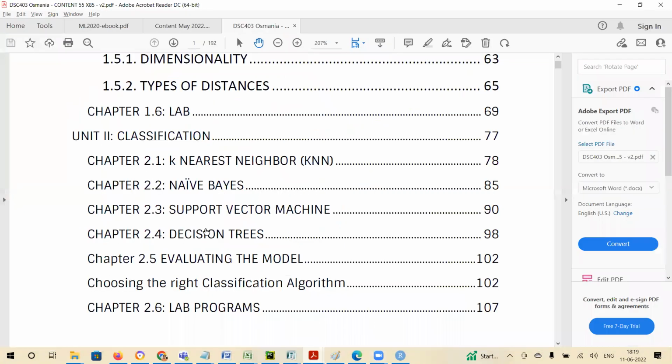Okay. Now, what is K nearest neighbor? What is the objective of K nearest neighbor? Explain. What are you doing in K nearest neighbor?